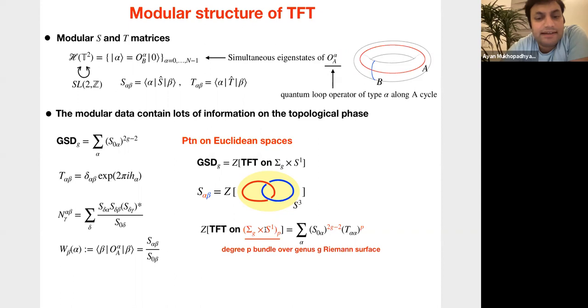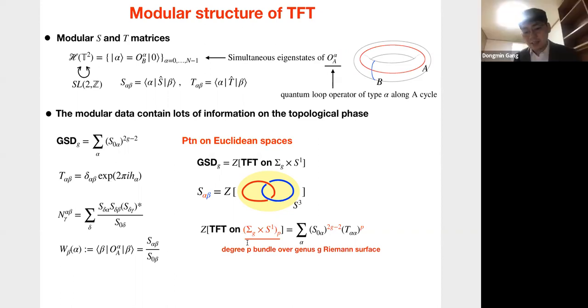So this right-hand side is true only for the specific kind of manifold. If we compute the partition function on this type of manifold, then it can be written like this. But this is only a very small portion of all three-manifolds. You may want to compute on arbitrary three-manifolds, but then we cannot compute it using the modular data.